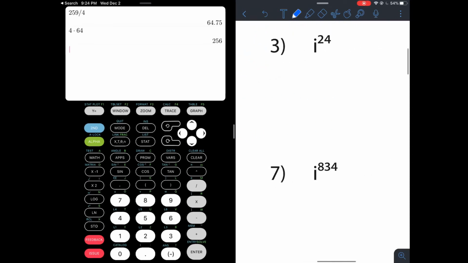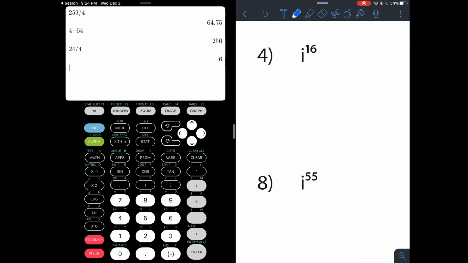Let's try another one. We got i to the 24th. So we're going to do 24 divided by 4. That gives us 6. So that tells us we've got i to the 4th to the 6th, which is equal to i to the 24th. We don't have a remainder. And when you don't have a remainder, i to the 4th is equal to 1. So 1 to the 6th power is just going to give us 1.